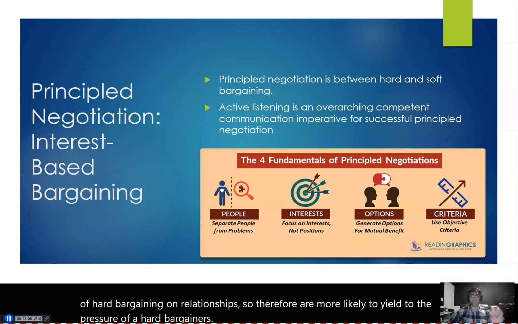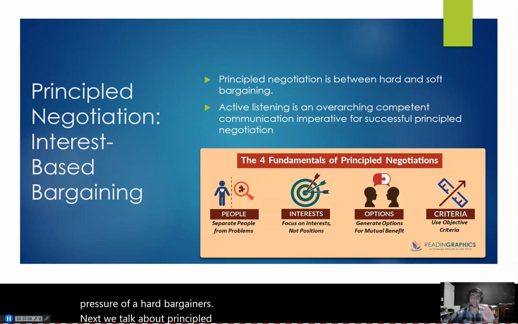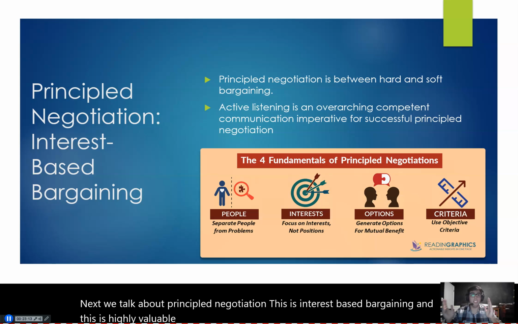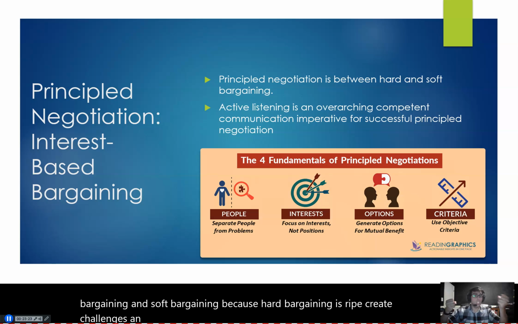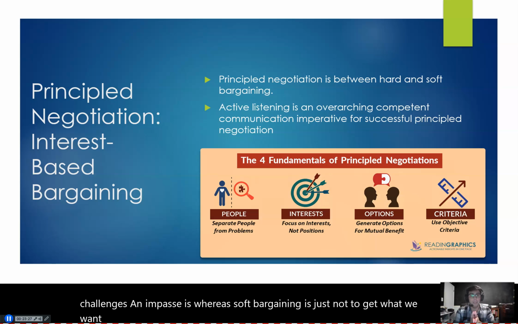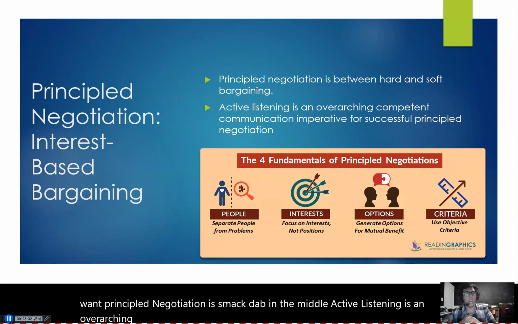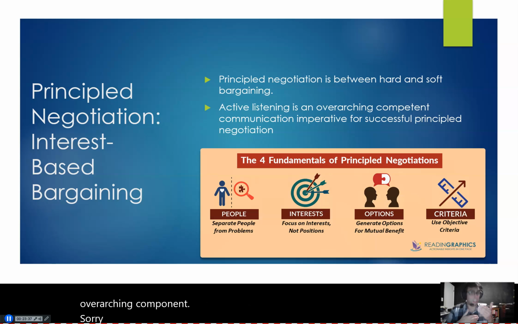Next, we talk about principled negotiation. This is interest-based bargaining, and this is highly valuable. This is the middle between hard bargaining and soft bargaining, because hard bargaining is ripe to create challenges and impasses, whereas soft bargaining is just not to get what we want. Principled negotiation is smack dab in the middle. Active listening is an overarching competent communication imperative for successful principled negotiation.